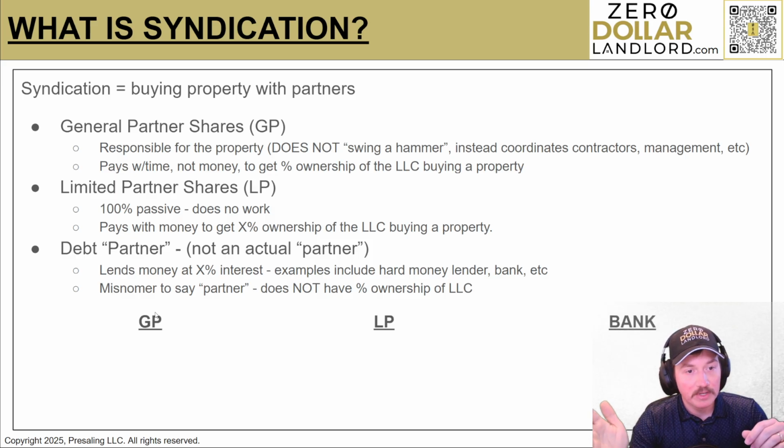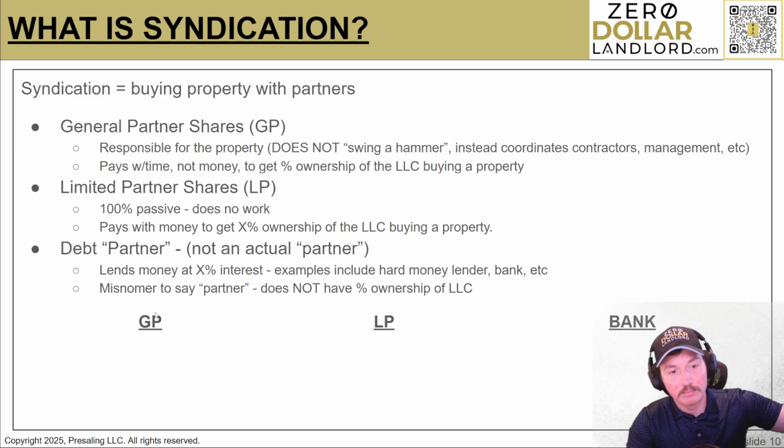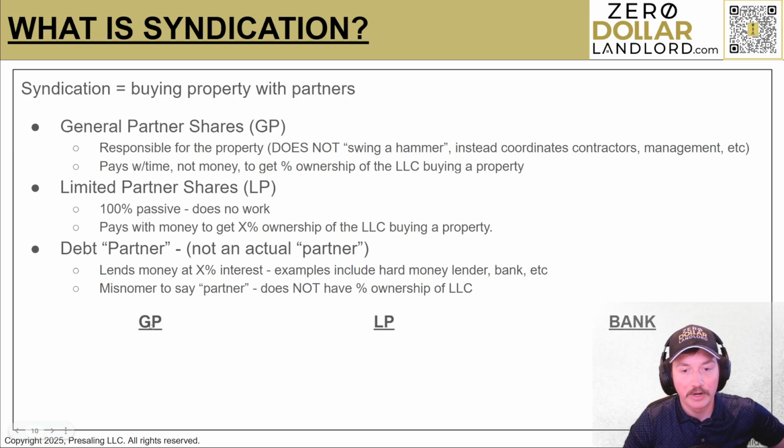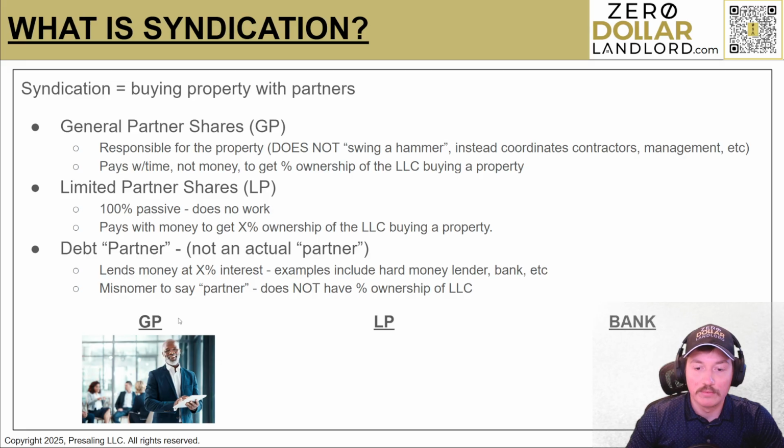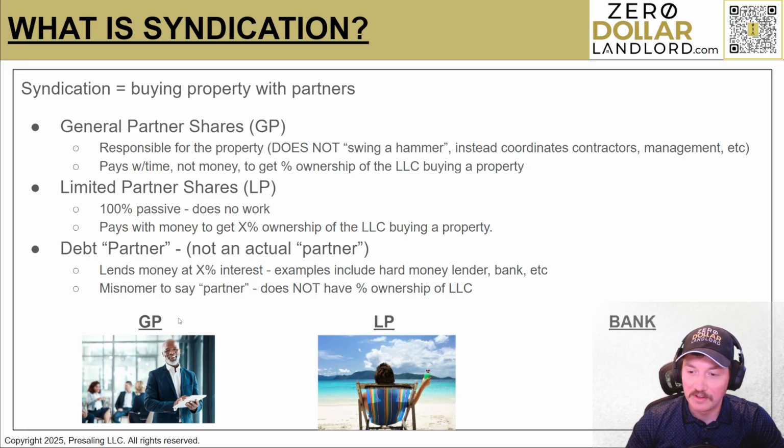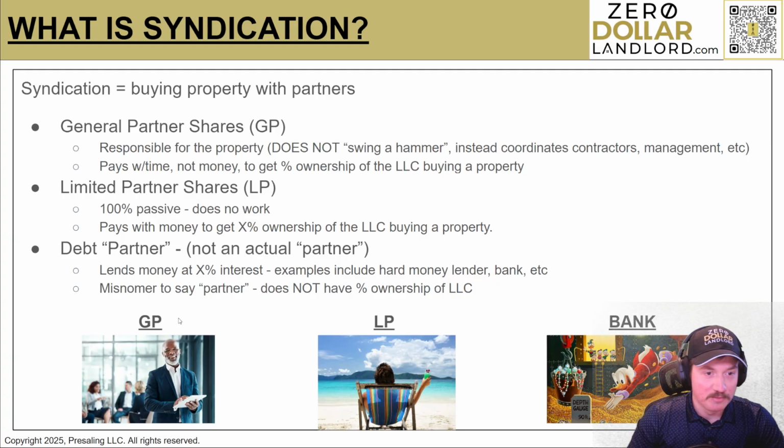So again, you got your GPs, which are your general partners. They do all the work. Limited partners, they do all the funding for the actual ownership of the company. And the debt partner can provide a little bit of debt so you don't have to come out of pocket so much. So GP is the guy who's coordinating everything. LP is sitting on a beach probably, right? The goal is to be an LP at the end of the day, but you need a lot of money to do that. And then the bank just makes all the money in the world.